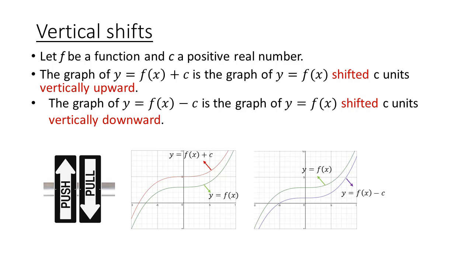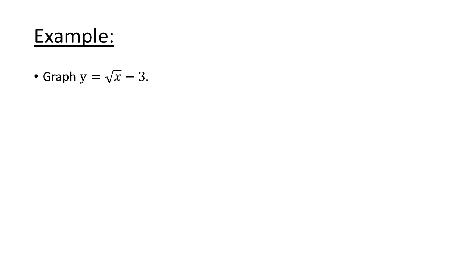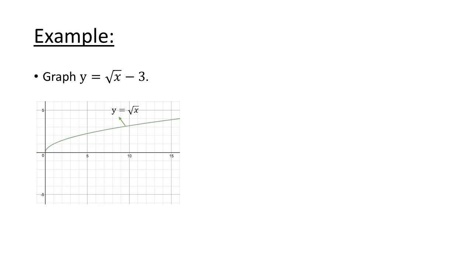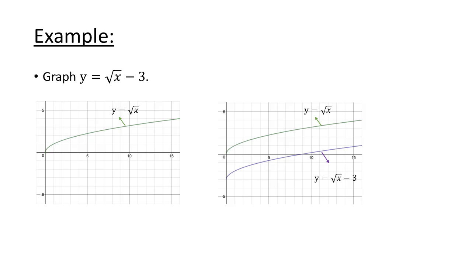So let's consider another example and graph y equals square root of x minus 3. Realize that this is a transformation of the square root function whose graph is familiar to us. So we first graph y equals square root of x. If you hesitate how it looks like, you can always make a table of values and obtain a sketch of the function. Now we have the graph of the square root function. We can simply shift this 3 units down to obtain the graph of y equals square root of x minus 3. So the purple graph is the one that we were looking for.